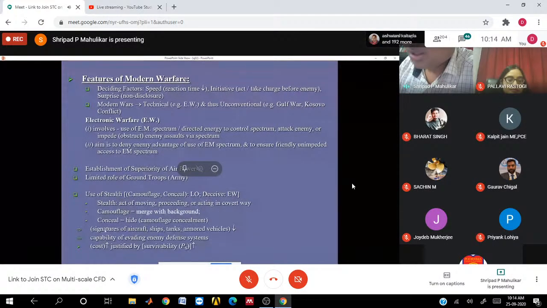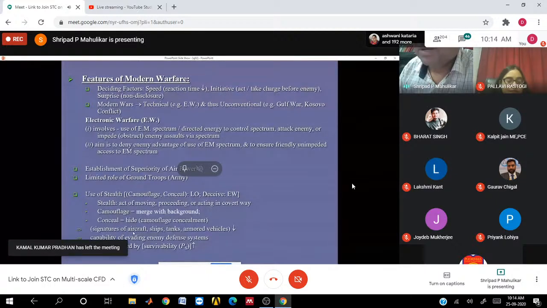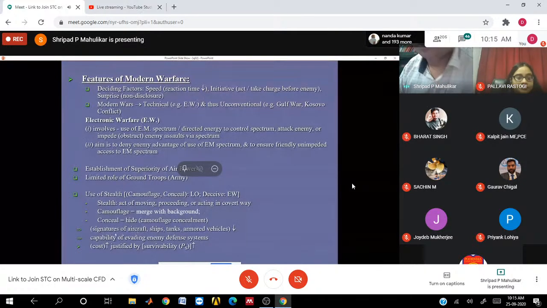Stealth tries to reduce the signatures, the pattern of signals, whether visible, aural, radar, or infrared. Stealth tries to reduce the signature of aircraft, ships, tanks, armored vehicles, including trucks. Military trucks also need to reduce their signatures. And the use of stealth brings about the capability of evading the opposite side's defense system.